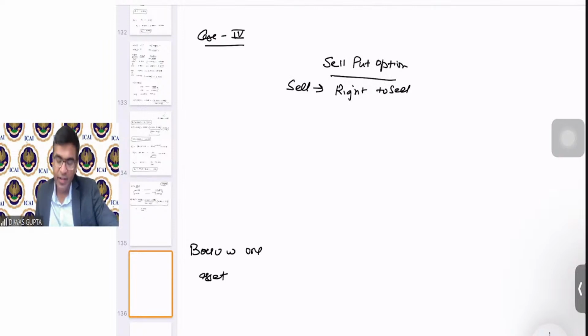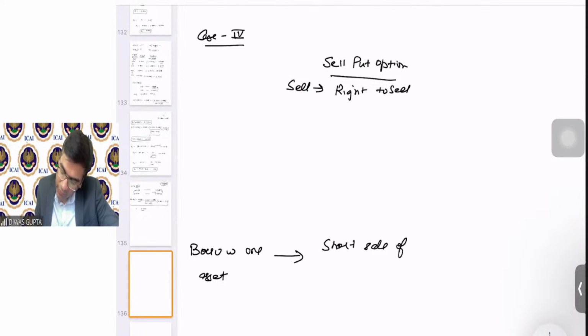One asset means one asset of equity, right? Let's do a short sale of that equity in the market. This asset is actually equity. Okay, short sale of that equity.